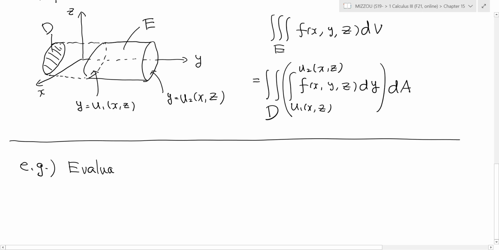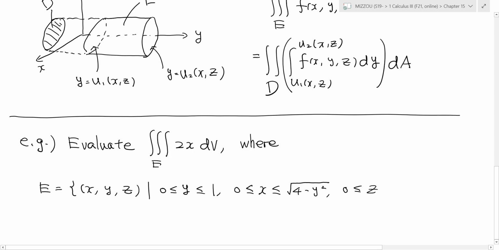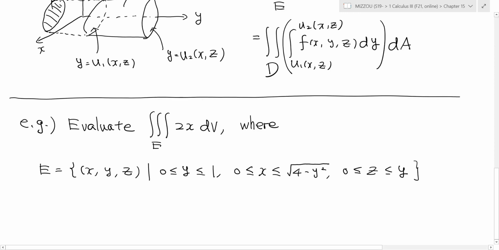evaluate the triple integral of 2x dV, where our E is, using set notation, the set of (x, y, z) such that y is between 0 and 1, x is between 0 and root 4 minus y squared, and then z is between 0 and y. Okay, then now which one should we use?